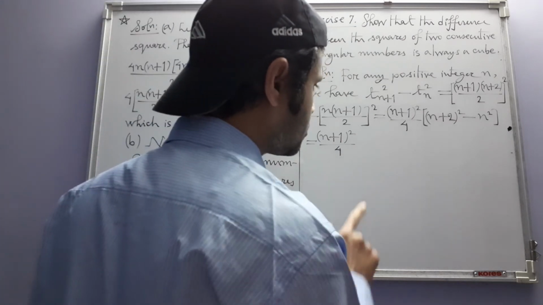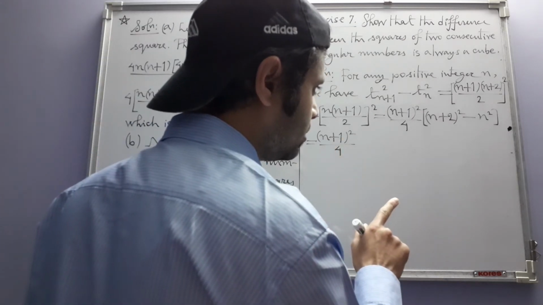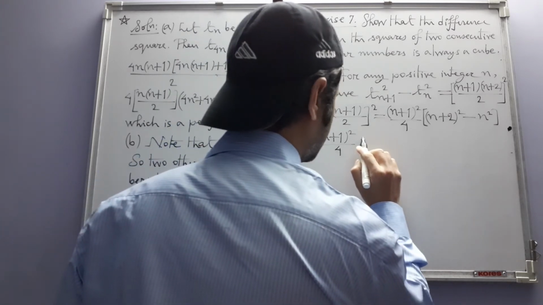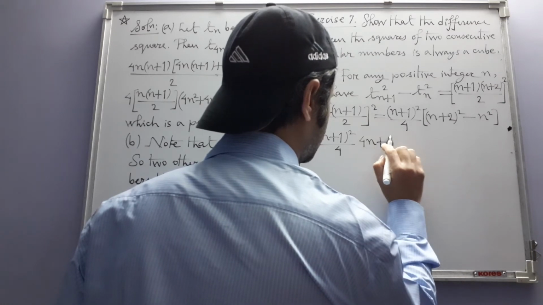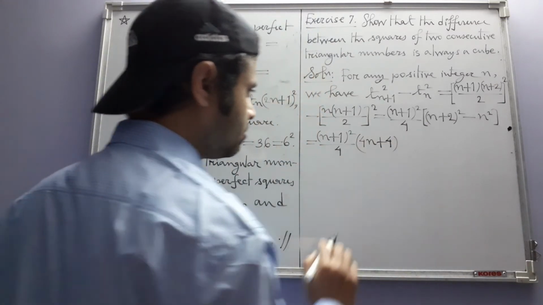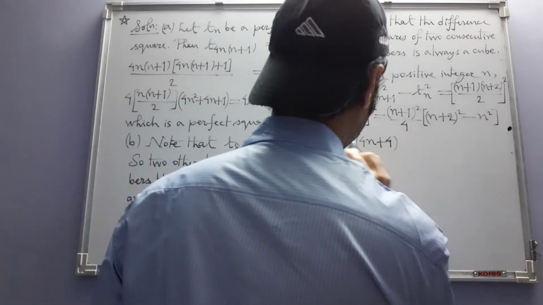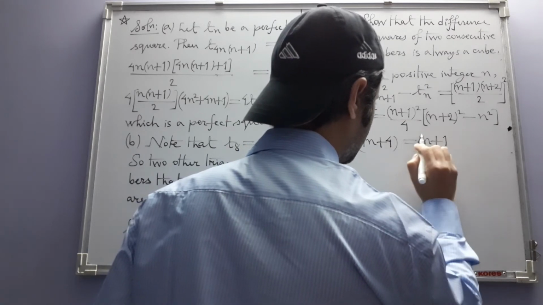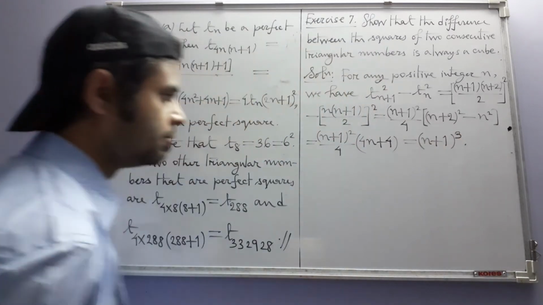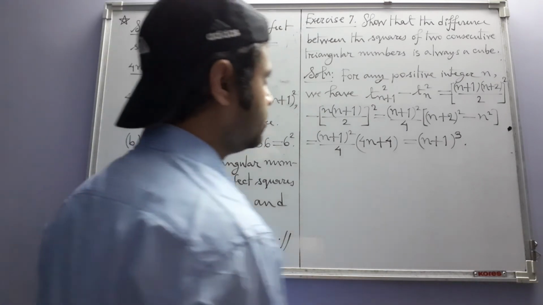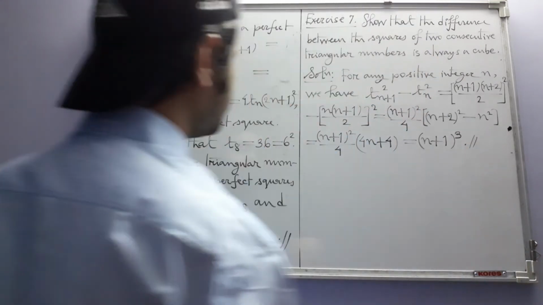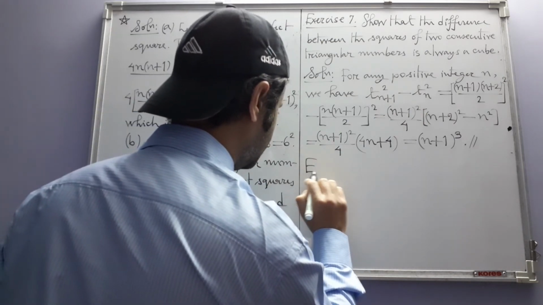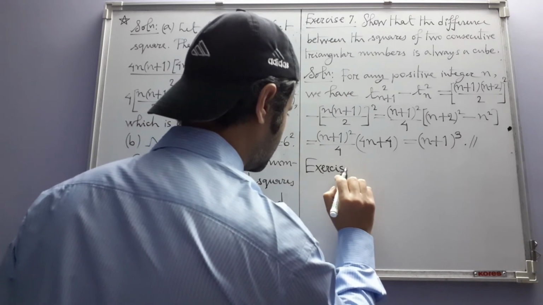Okay, so n square plus 4n plus 4 minus n square, so that means 4n plus 4, and you can see after cancelling 4, n plus 1 whole square times n plus 1, so this is n plus 1 whole cube. So it's a perfect cube. Then 2 more exercises are there, so let's just complete this set of exercises.